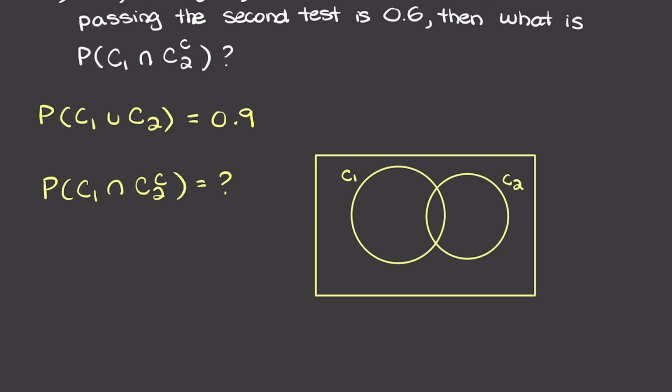So let's think about this. C1 is obviously this circle. And then the question is, where does that intersect with everything that's not C2? So everything outside of here. So it's everything in here and what's common between everything outside of here. So hopefully you can see that that's just this.